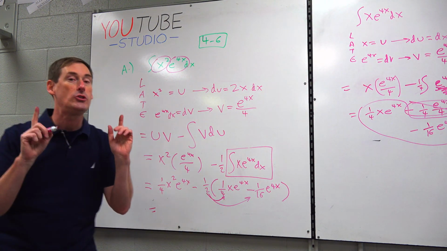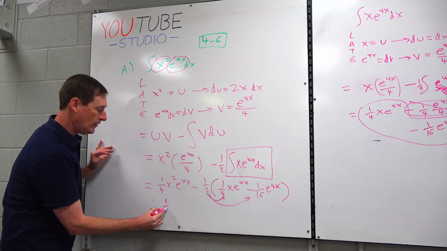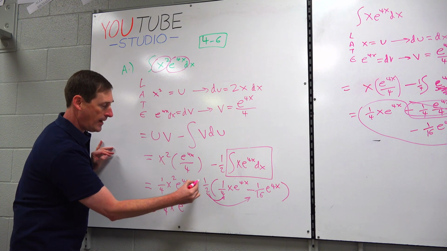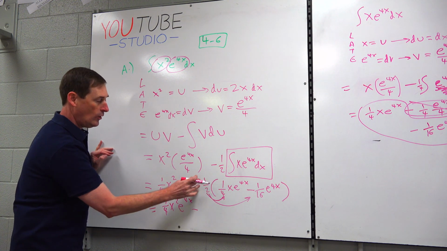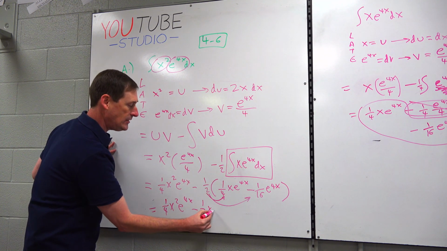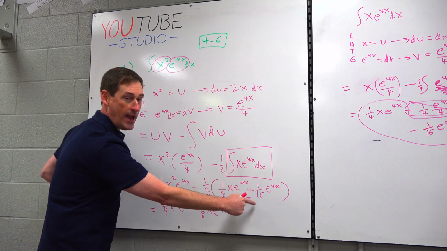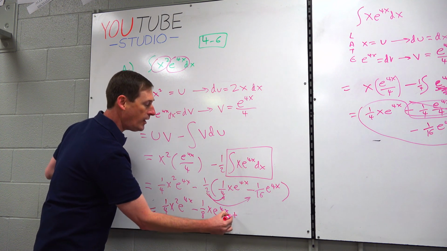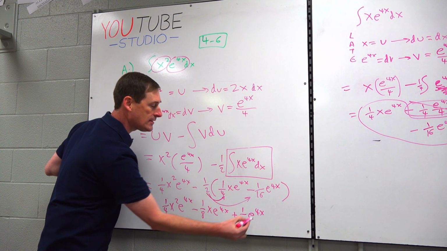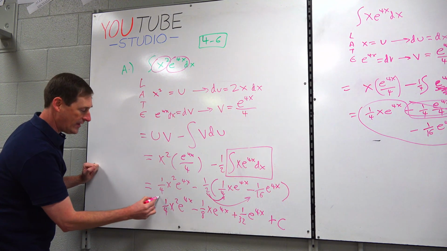So remember to distribute whatever's in front with the minus. So now you're going to get 1/4 x squared e to the 4x. Okay, minus times a positive, so that's a minus. 1/2 times 1/4 is 1/8 x e to the 4x. And then negative 1/2 times negative 1/16 is plus 1 over 32 e to the 4x. And then finally, throw on a plus c at the very, very end.